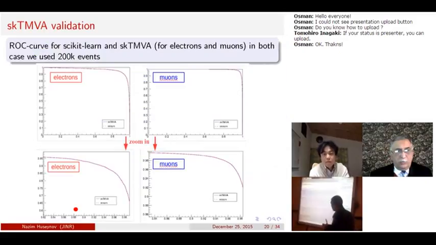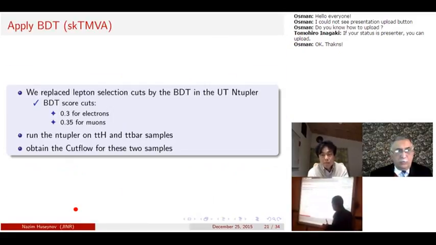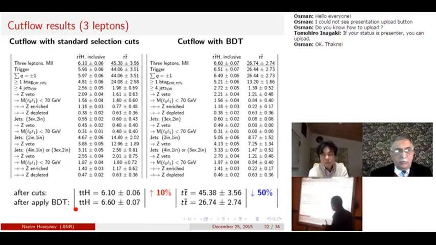And it's a very important result, our main result at present. As you know, this is called the cut flow. On the left side of the slide, we can see the cut flow after applying the standard selection cuts. The first figure, 6.10 for ttH, is for signal, and 45.38 for ttbar is for background. These are the two figures we get after applying the standard selection cuts.